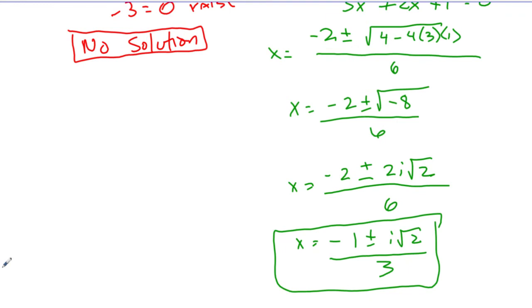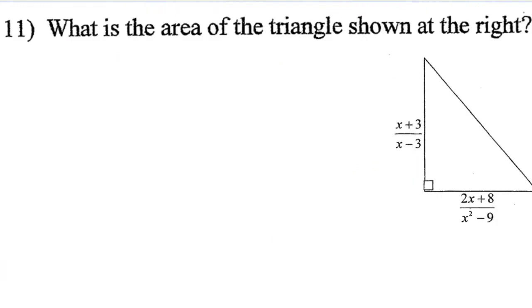Okay, last problem. So we have our application problem. I'm giving you a geometry problem, and I'm asking you what is the area of the triangle shown at the right. So if you remember when we're doing area of a triangle, the area of a triangle is equal to 1/2 the base times the height. And in this problem, this is my base and this is my height. Okay, so I'm just going to plug those values in.